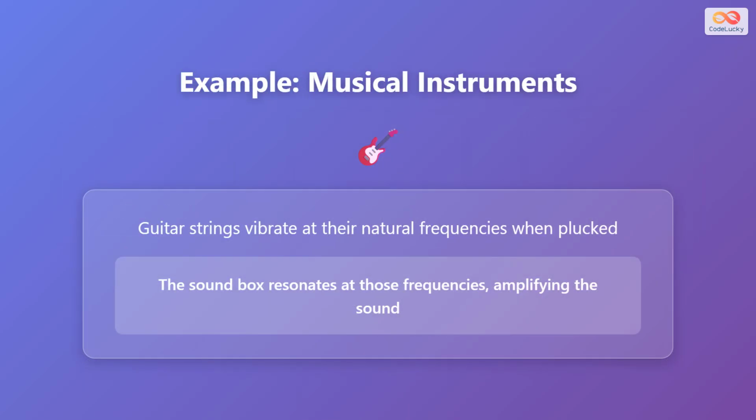Let's look at a practical example: musical instruments. When you pluck a guitar string, it vibrates at its natural frequency. The sound box of the guitar is designed to resonate at those same frequencies. This resonance amplifies the sound, making it much louder and richer. Without resonance, the guitar string alone would be barely audible. The same principle applies to all musical instruments, from violins to pianos to drums.